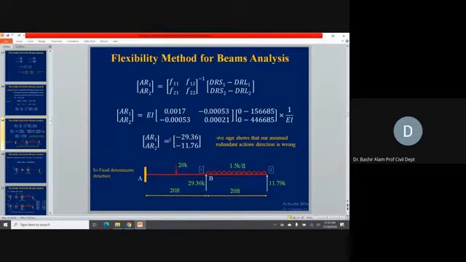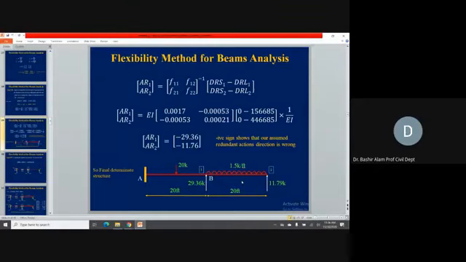Minus signs are showing now that the initially assumed directions of AR1, AR2 were wrong. We need to just reverse the direction. So here you can see now AR1, we are reversing the direction. Instead of downward, we are making it upward. The magnitude is 29.36, and AR2, it is 11.79. This is 76 and this is 79, not a big difference, but this should be exactly this value.